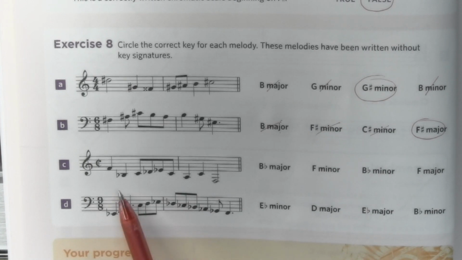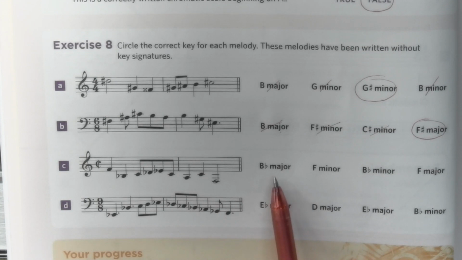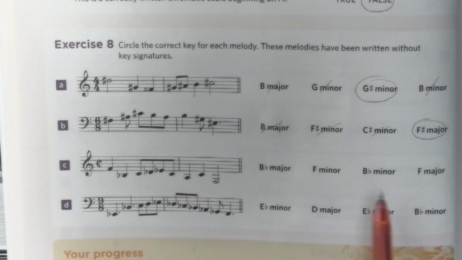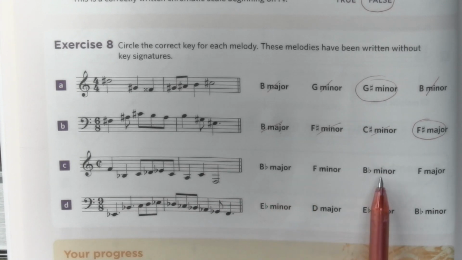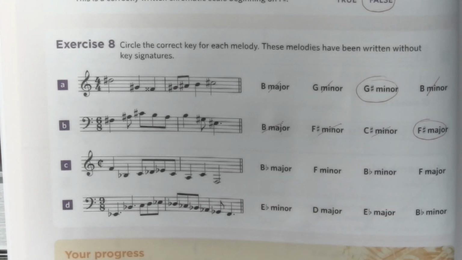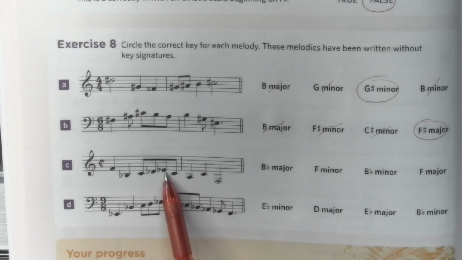Let's move on to the next one. We have flats this time. Let's see if we can exclude one key because it has sharps. So we have B flat major, F minor, B flat minor, and F major. All of them have flats, so we can't exclude anything yet. Let's see, we have si, re, mi.